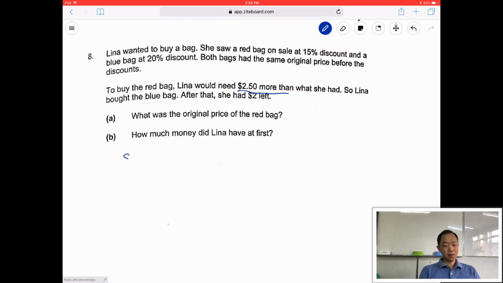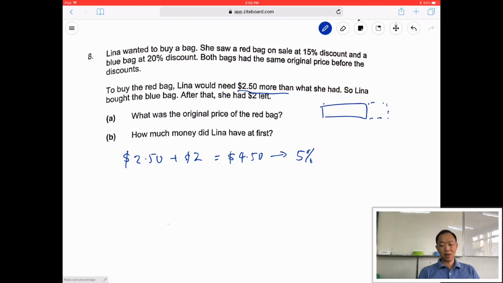What does this tell me? This tells me that if I take $2.50 plus $2, which is equal to $4.50, this should represent 5% of the price of the bag. How come? Because to buy the red bag, you need an extra $2.50. So Lina has this amount, and you need an extra $2.50, but to buy the blue one, she had $2 left. So that's the $2 over here.